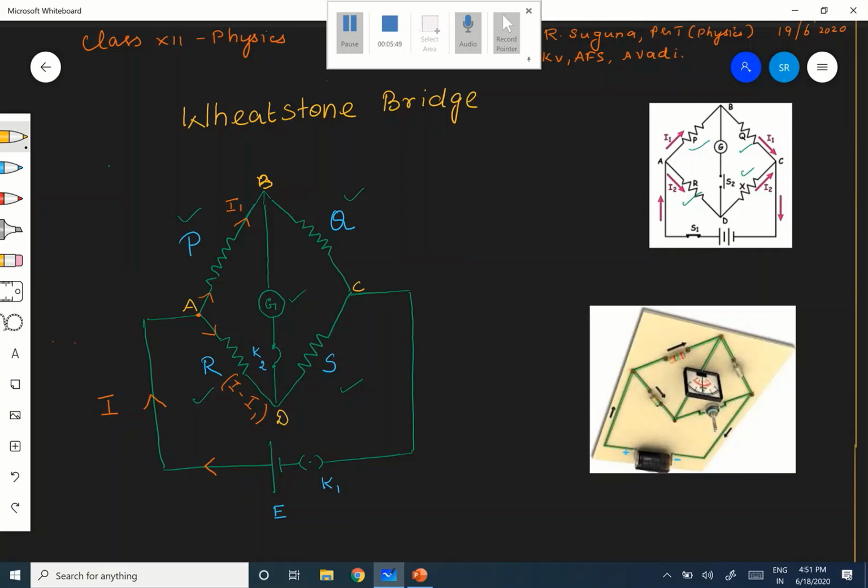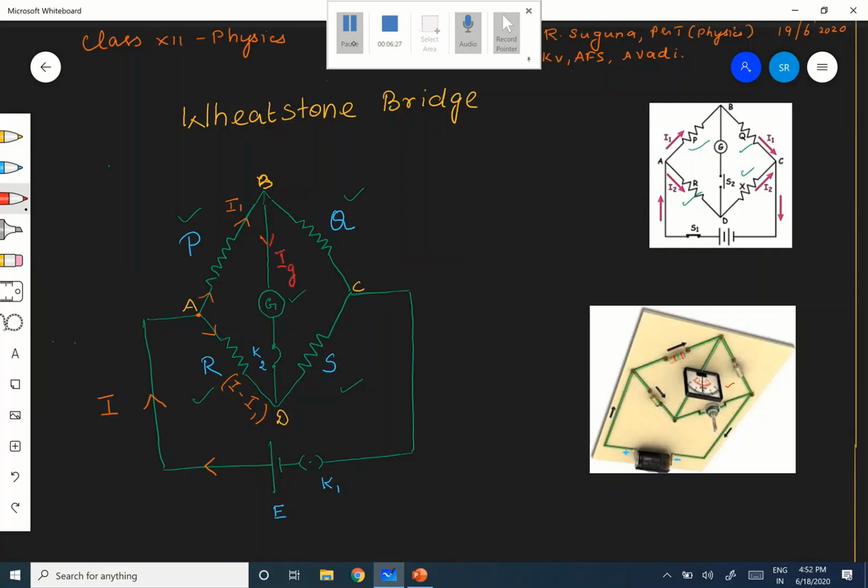See, I1 is the current entering. What is the current here? This G here is a galvanometer. A galvanometer is meant for measuring small currents, and therefore here we are connecting, between the points B and D, a galvanometer, and through the galvanometer some current is going, that is Ig.